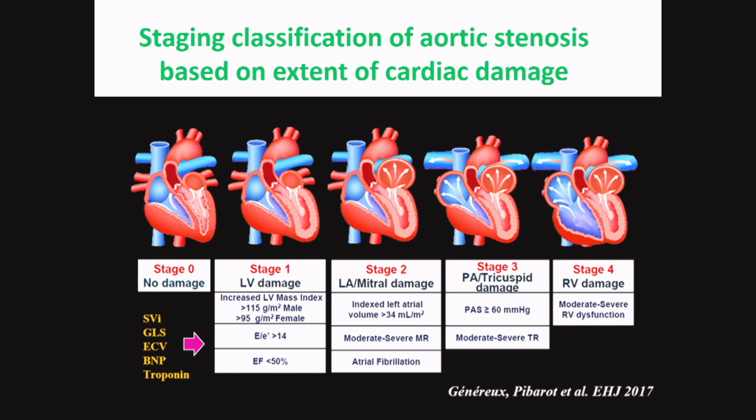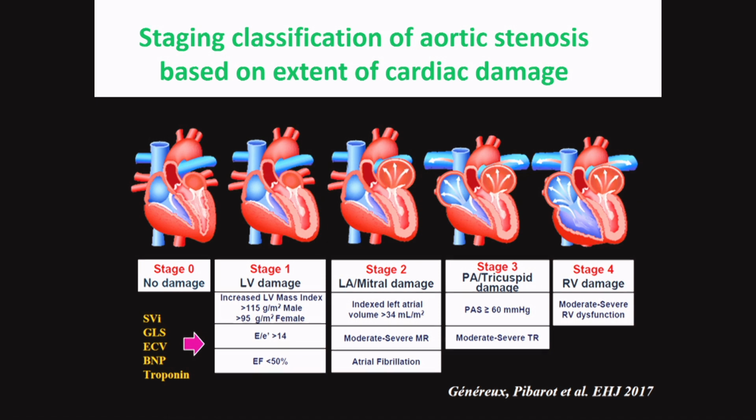Stage 2 of aortic stenosis is when the patient starts getting left atrial and mitral valve damage, and that is shown by moderately severe mitral regurgitation, atrial fibrillation, and so on. And the patient progresses and progresses. Aortic stenosis is not limited to the aortic valve. It affects every single chamber and every single component in the heart.